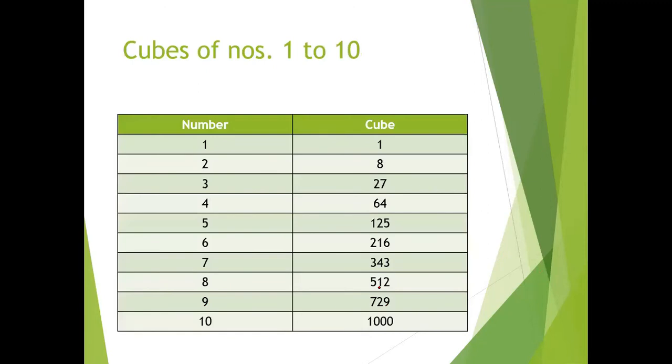Now moving to our next topic, that is cubes of numbers 1 to 10. When we cube 1, we get 1. When we cube 2, we get 8. When we cube 3, we get 27. When we cube 4, we get 64. When we cube 5, 125, and so on.